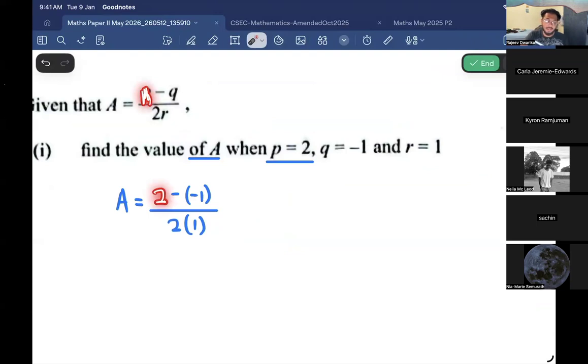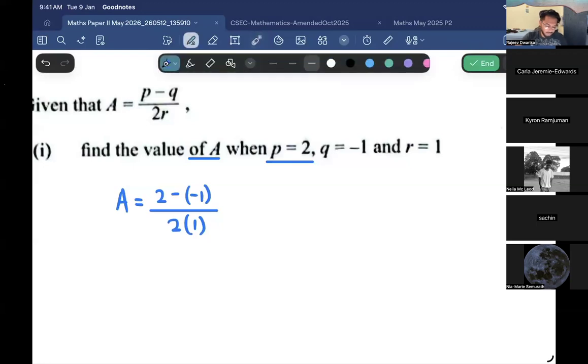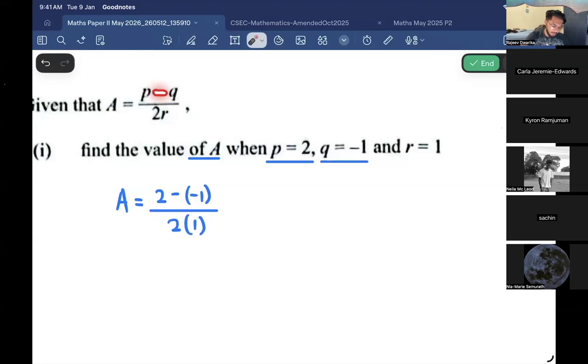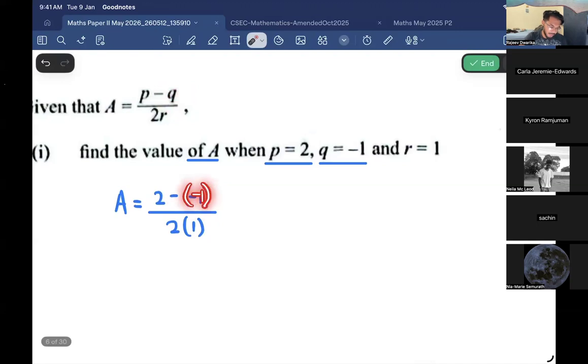Then we have minus Q. And what's Q? -1. I already had a minus here, so I'll put back the minus, and then replace Q with what it was, -1, in brackets. You typically put negative numbers in brackets. And in the denominator, we have 2R. So I put back the 2 and replace R with 1. That's literally it, Carla. There's nothing hard about this. It's real simple.